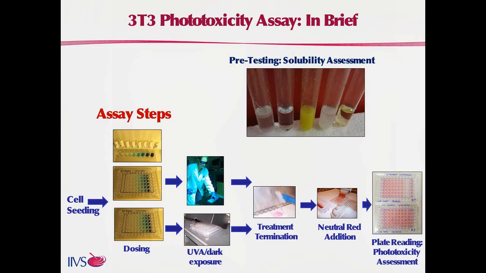After the 50-minute exposure to UVA or dark, we're then going to terminate our treatment and put the cells back to the incubator for a 24-hour post-exposure period, where then we'll add our neutral red for 3 hours. After the 3-hour incubation with neutral red, we'll then move into our plate reading, solvent addition, and finally our phototoxicity assessment. So today we're going to really focus on the pre-testing solubility assessment as well as the assay step involving dilution of the test article and the neutral red.